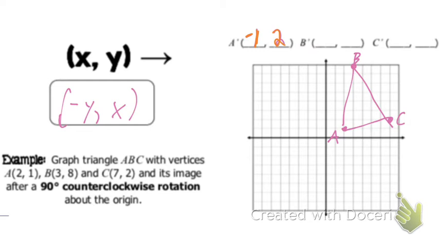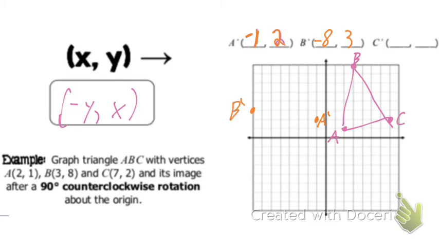Oh, this makes sense. Okay, so I'm going to go negative 1 comma 2, and this is going to be my A prime. My B, instead of being 3 comma 8, it's going to be negative 8 comma 3. We switch the spots, and whatever was the y is our new x, and we make it the opposite sign.